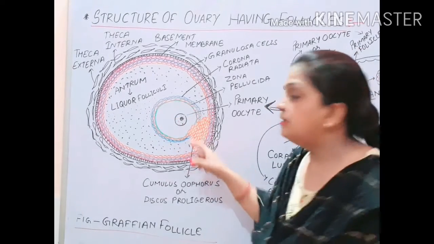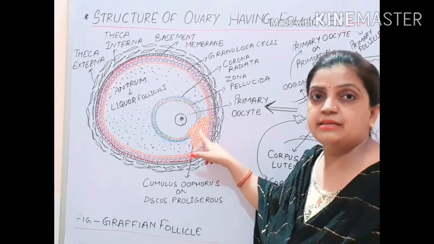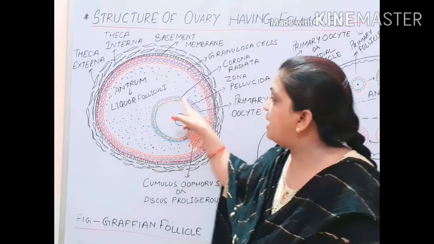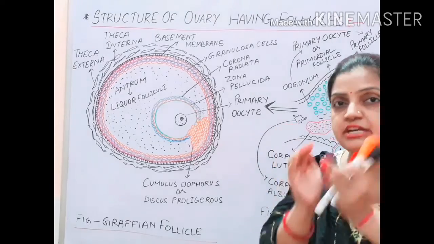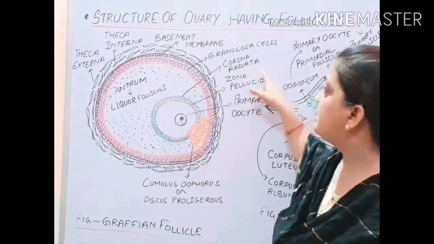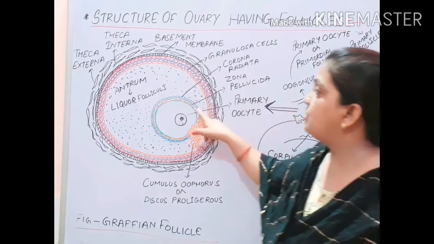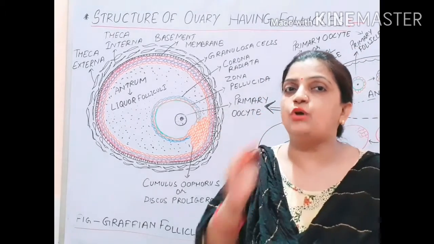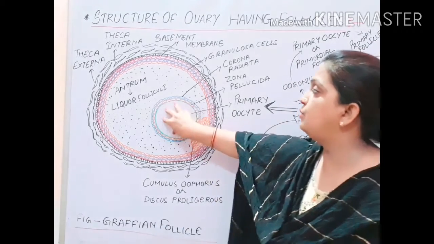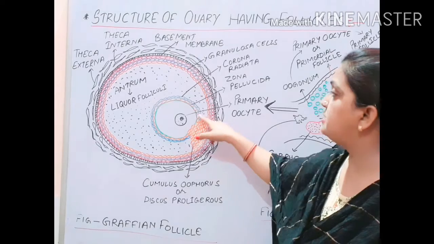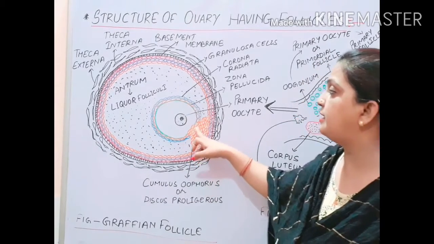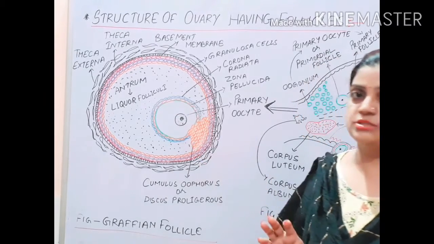And this layer, the mass of cells which continuously surrounds the primary oocyte and forms the first protective layer of the primary oocyte, is called the zona pellucida. So the zona pellucida is the immediate wall, the immediate membrane which is protecting the primary oocyte in the center. You can see here this orange color lining, and this zona pellucida is the continuous layer of the granulosa cells.